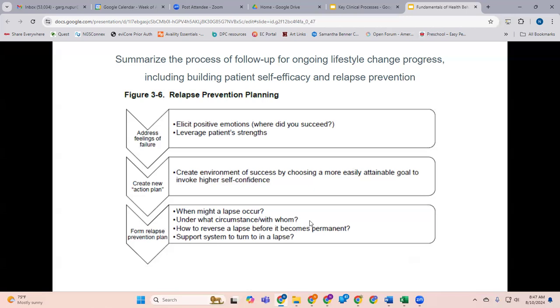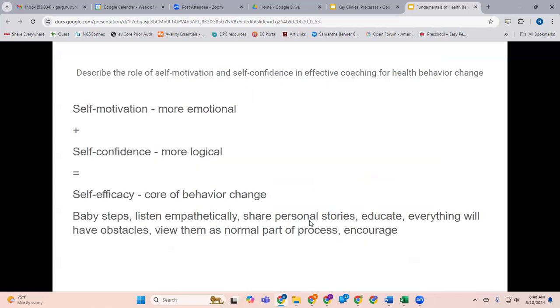When did it happen? What were the circumstances? How were you feeling? Were you stressed or not? And then, is this a good time for this goal? Should we decrease the goal? Should we take out the goal? Should we focus on something else? First, you need to address that. And then, how are we going to handle it next time? So that's the relapse prevention planning.